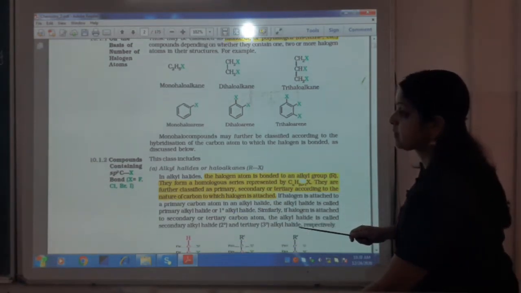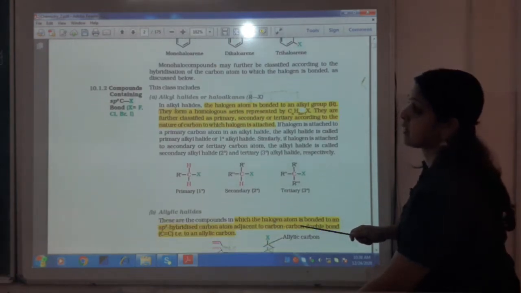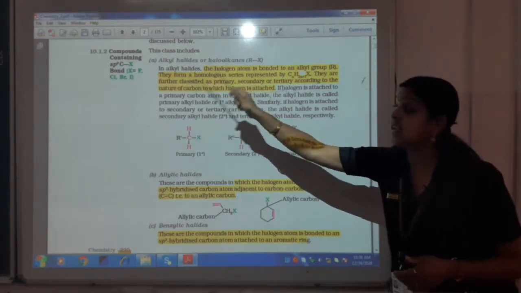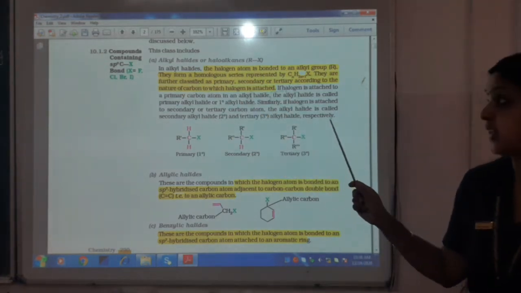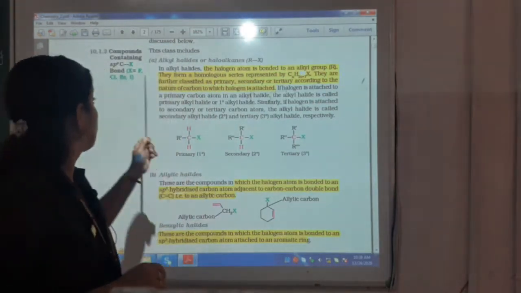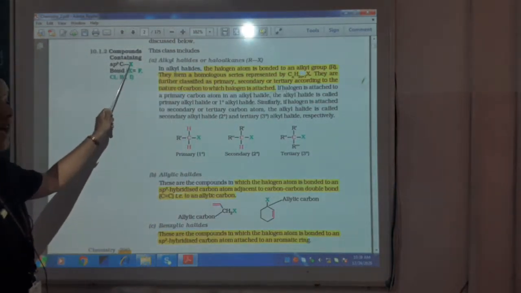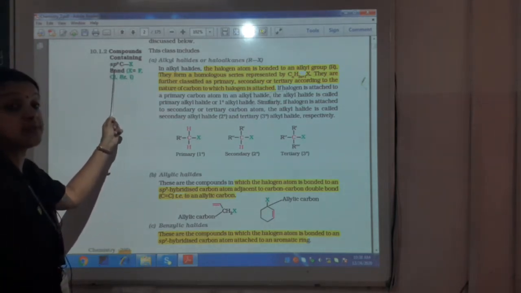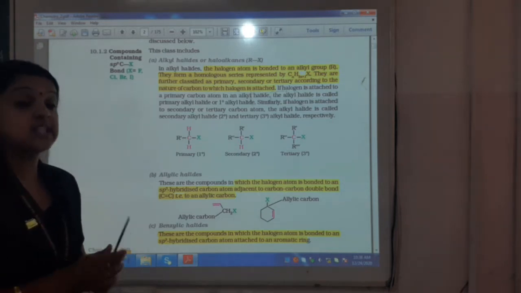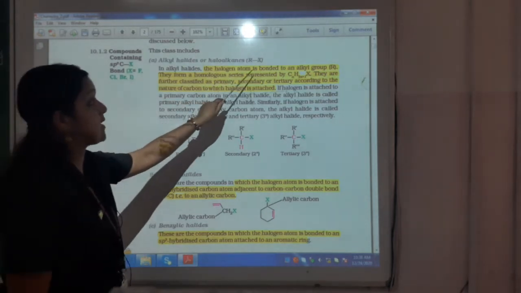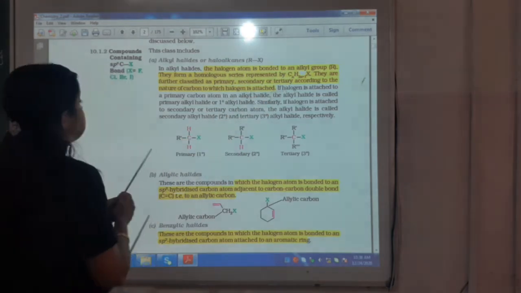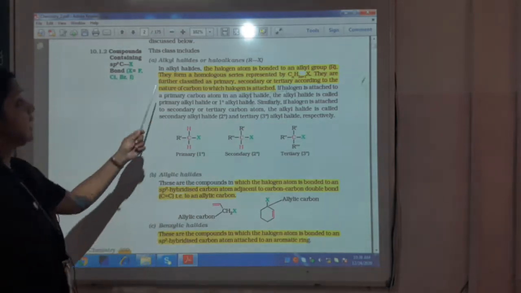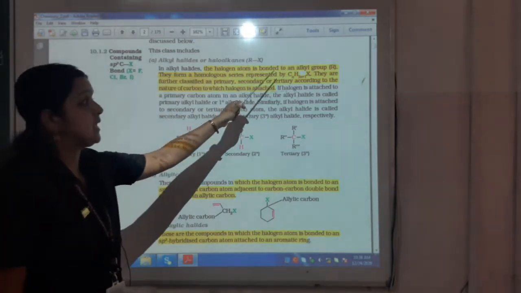Let us see. The first one will be compounds containing sp3 carbon, which means here you can see the carbon which is bonded to the halogen. You can see children, this halogen is bonded to a carbon which is sp3 hybridized. In such cases what will happen? The halogen atom is bonded to an alkyl group. This group you call an alkyl group. So it is bonded to an alkyl group.